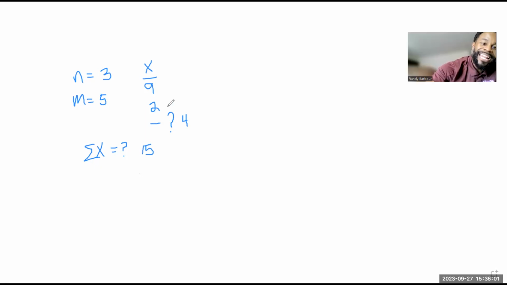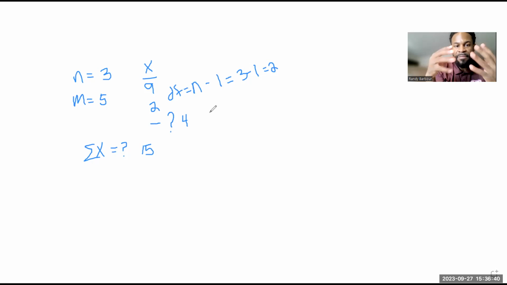You're fine. But again, it has to be 4. So in this particular instance, since I know these first two and I know my mean is 5, I know I have three scores. My degrees of freedom for this particular example is n minus 1, or 3 minus 1 equals 2. So what degrees of freedom means is that I have a certain amount of independent variables or scores that are free to vary within my sample.